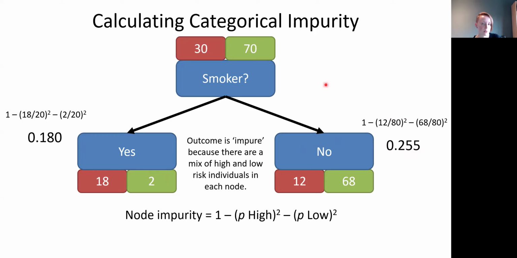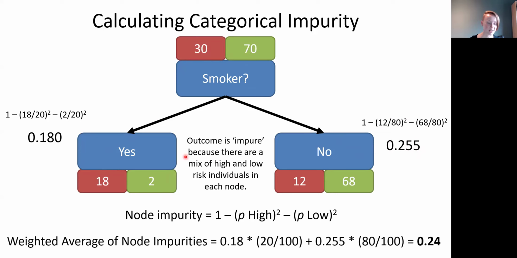That's great, but really we want to know how good our question is rather than how good these nodes are. So in order to help us decide that, we can calculate a weighted average of our two node impurities here. So if we do 0.18 times 20 out of 100, which is the proportion of our original data that went into this yes node, plus 2.55 times 80, again the proportion that went into the no node, and calculate that, then we get a weighted average of our node impurities of 0.24. And that essentially describes how good our question is up here.